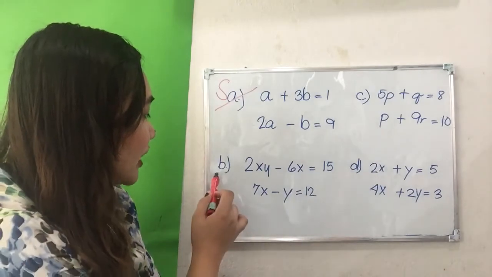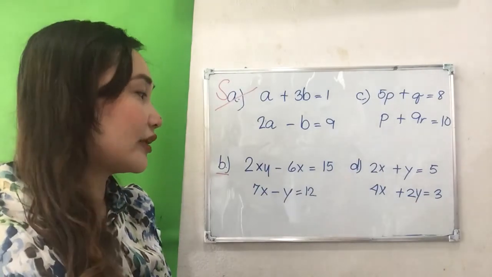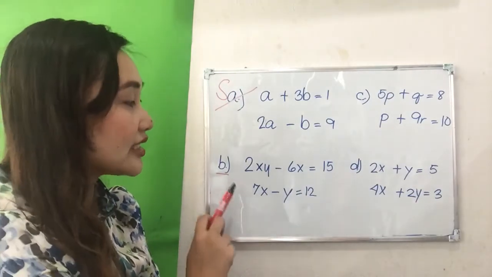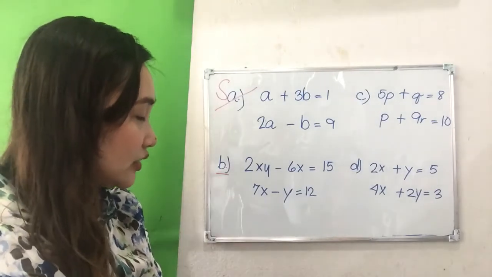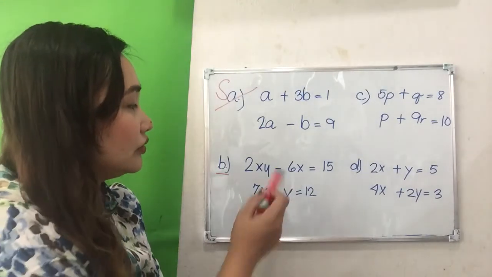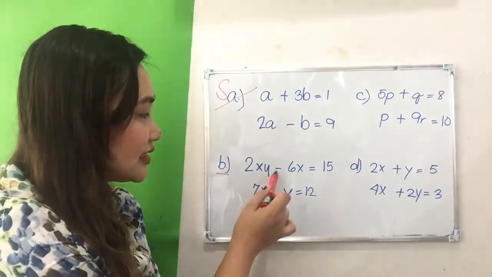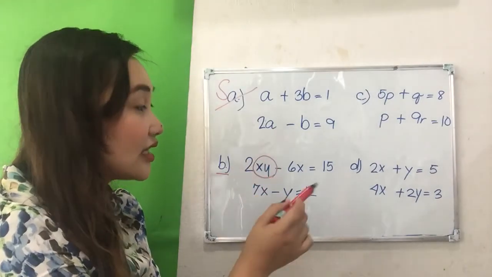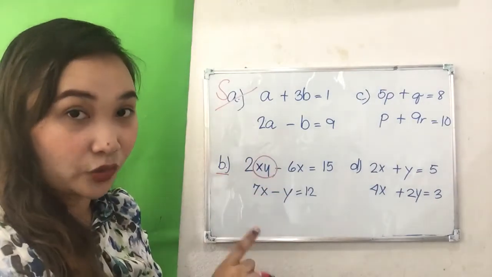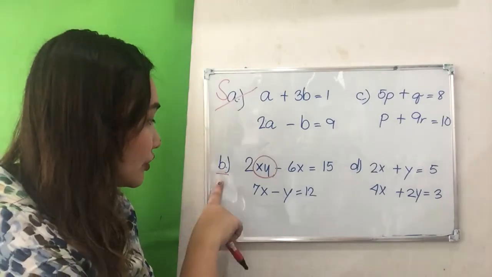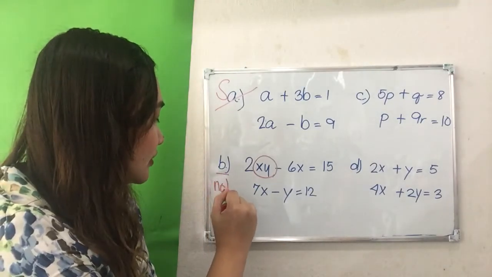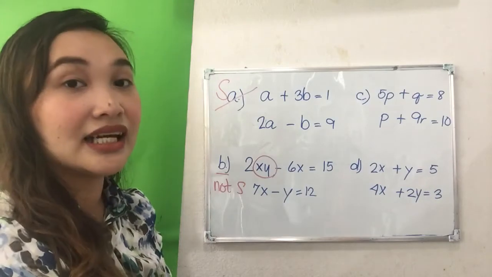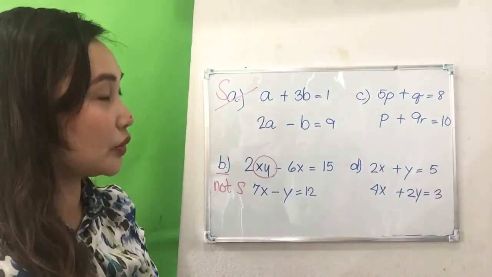Alright, how about letter B? Let's check if this is a linear equation in two variables. The first equation, we can say that this one is not a linear equation. So therefore, number 2 is not a simultaneous linear equations with two variables.